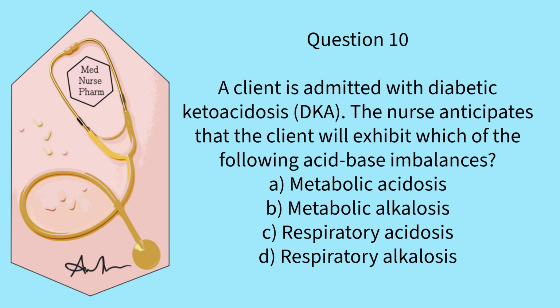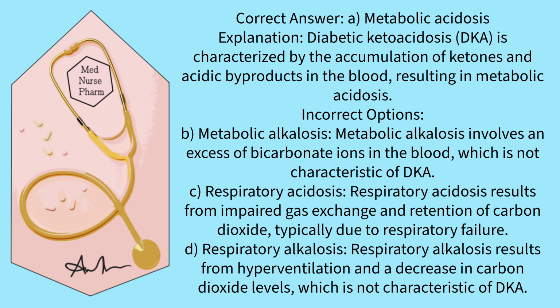Question 10. We made it to the end, guys. A client is admitted with diabetic ketoacidosis. The nurse anticipates that the client will exhibit which of the following acid base imbalances: metabolic acidosis, metabolic alkalosis, respiratory acidosis, respiratory alkalosis. Pause the video and select your answer. If you chose option A, you are correct. Metabolic acidosis. Diabetic ketoacidosis is characterized by the accumulation of ketones and acid byproducts in the blood, resulting in metabolic acidosis.